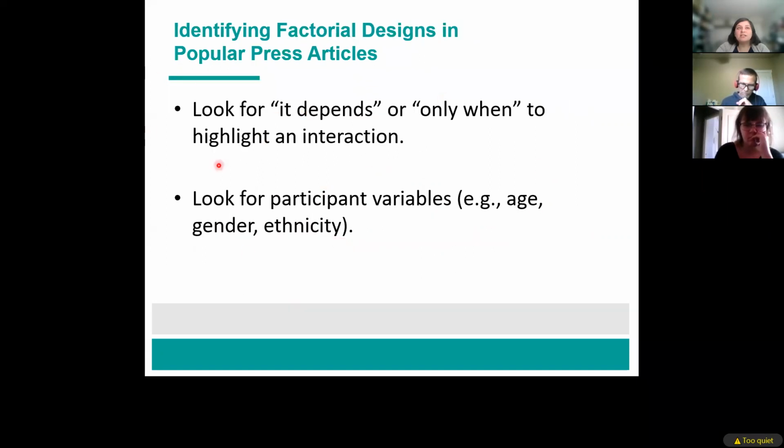Another way to determine whether you're looking at an interaction in a paper that you're reading is to look for this kind of language. They say it depends, or it only happens when. And you can also look for participant variables. Are you measuring differences by age, gender, ethnicity, and so on? That would give you a clue that you're looking at a factorial design.